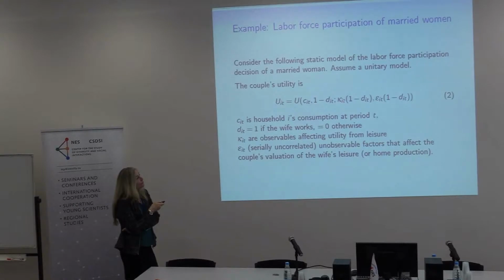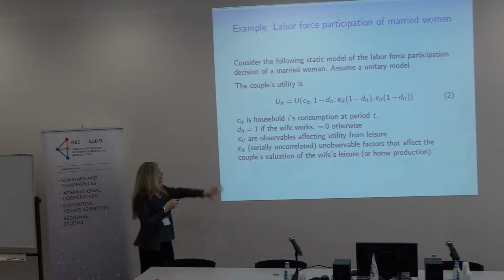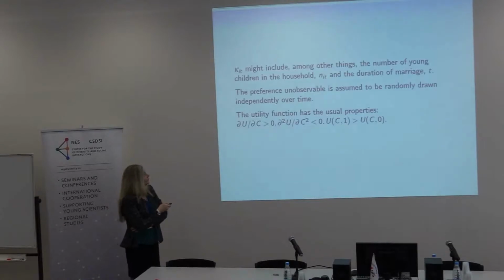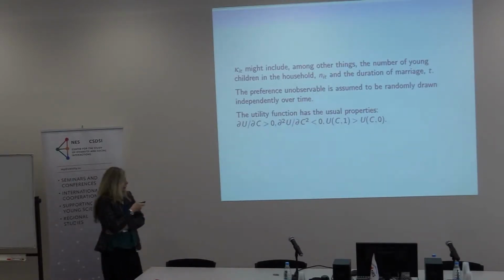Kappa are just whatever factors influence her utility from not working. So if she has children, for example, that could be in kappa. And then epsilon would be unobservables. So that would be like an unobserved preference for staying home. Okay, and then we could put a functional form. Later on in the slide, I'll put a functional form, okay?